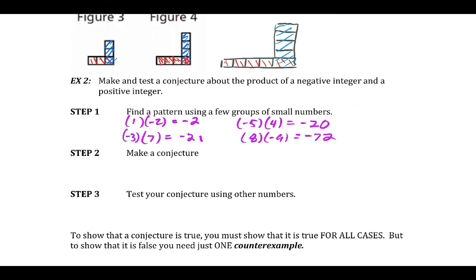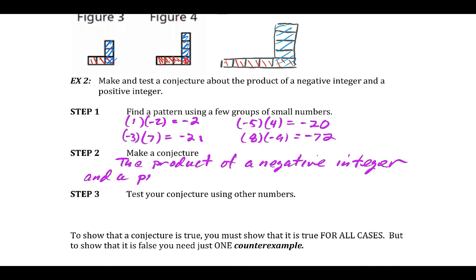All right, so now it wants us to make a conjecture. My conjecture would be, we're talking about the product, so the product of a negative integer and a positive integer is, when we multiply them together, we see that it is negative.